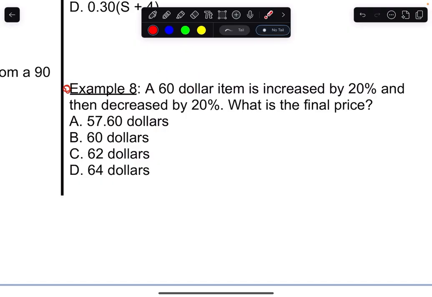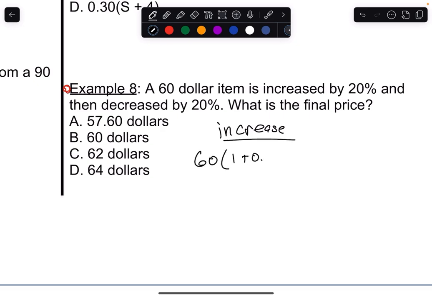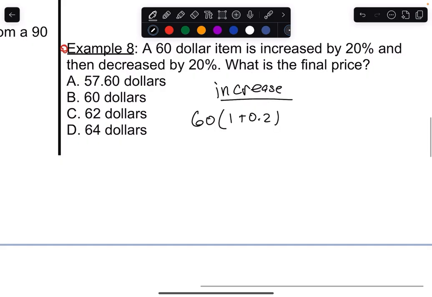We have a $60 item that was increased by 20% and then it was decreased by 20%. No, it is not 60. That would be so awesome if it was, but it's not. Let's see why. So let's look at the increase part first. 20% is 0.2. So how much did it increase by? 60 times 1 plus 0.2, or 1.2. That would be $72. So when we increased it by 20%, it worked out to be $72.